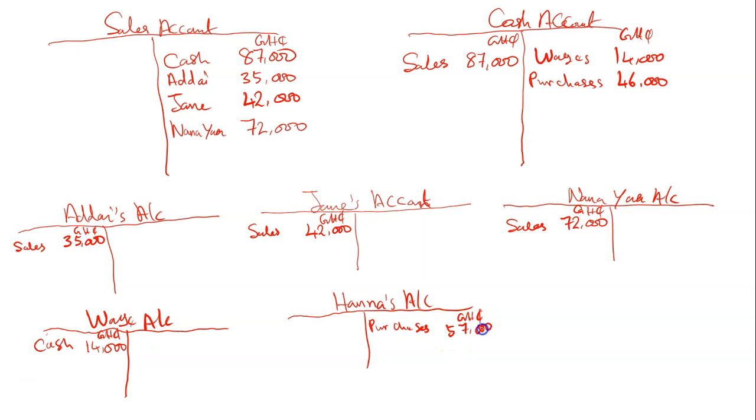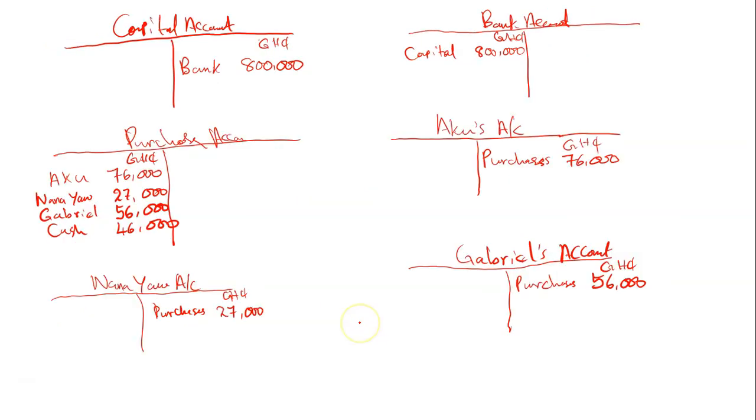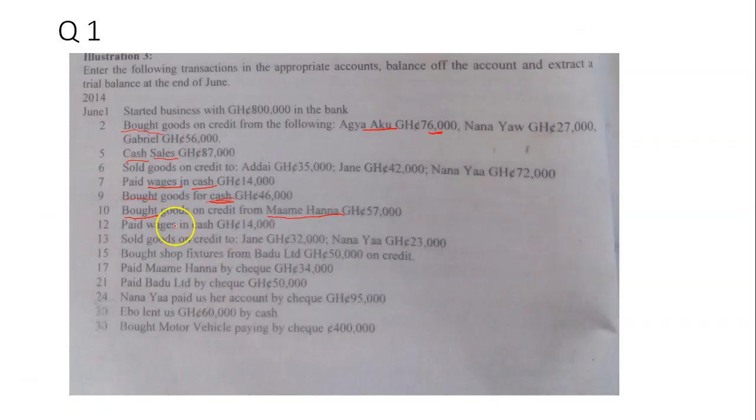57,000. So we go to purchases account and then debit purchases account in the name of Hannah. So purchases account in the name of what? Hannah. 57,000. Then let's look at the next transaction.